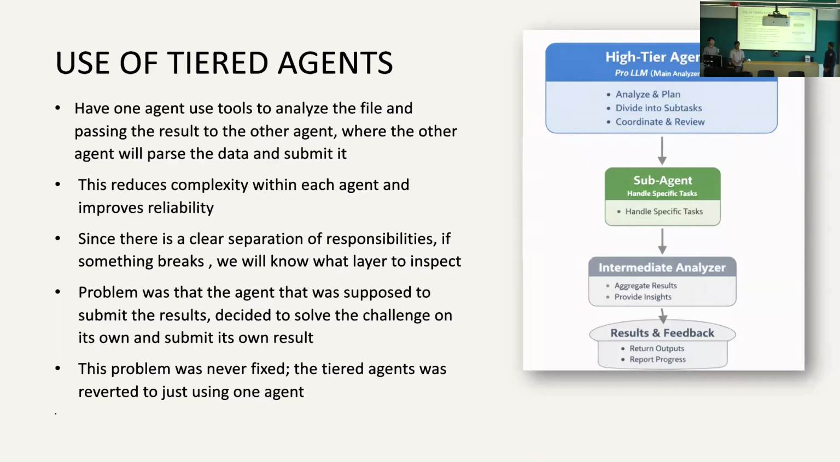The problem was that the two agents did not assist each other. And so the agent that's responsible for parsing the data and submitting it would cause hallucinations and produce its own hallucinated CTF flag string, and submit that instead. This problem was never fixed, and so the two agents were reverted to just one agent.